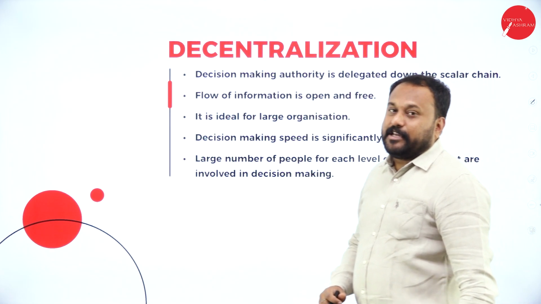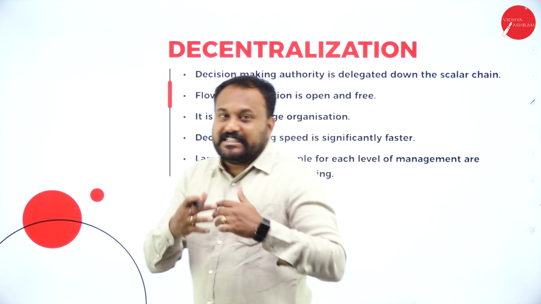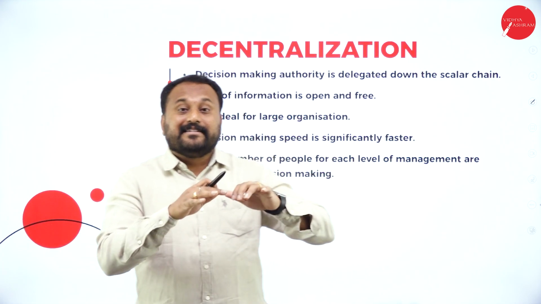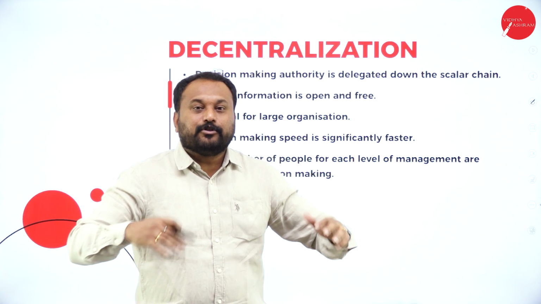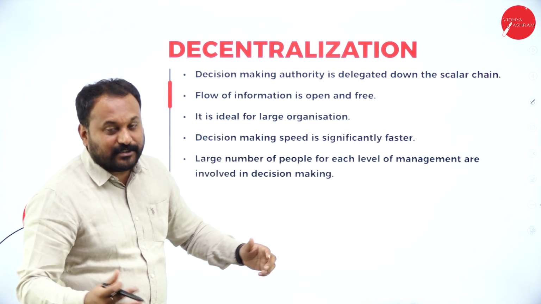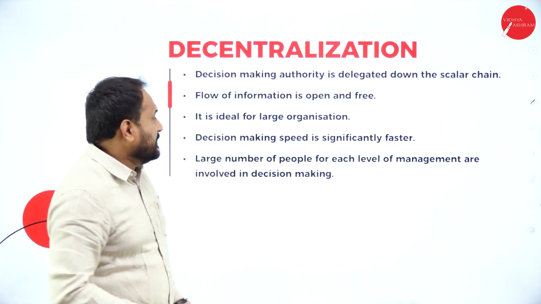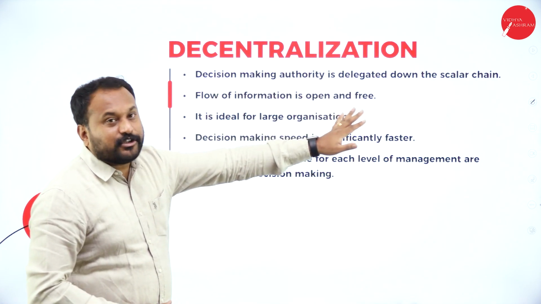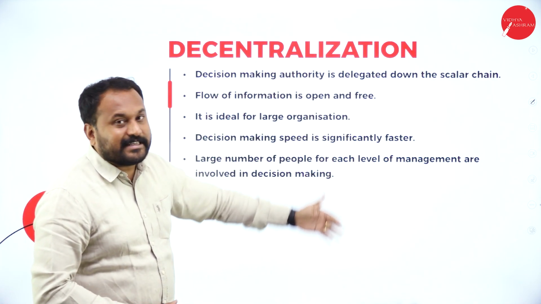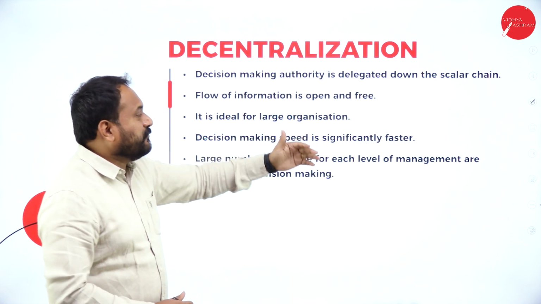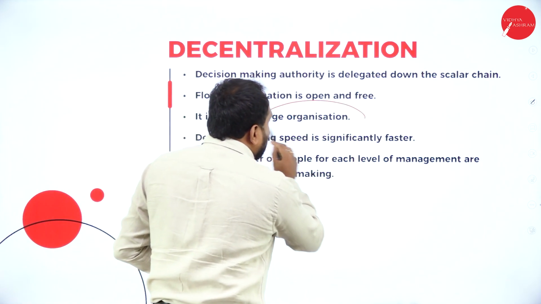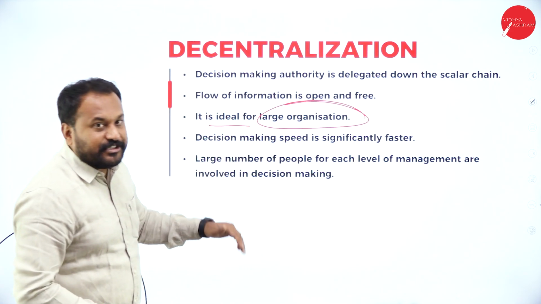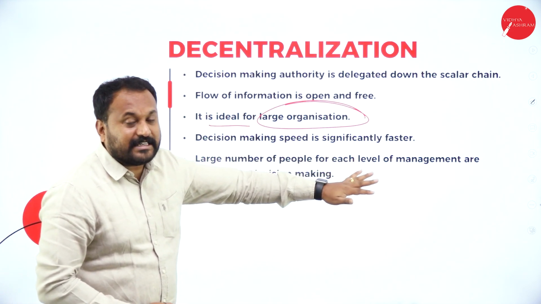The next topic here is decentralization. Decentralization is the distribution of authority and responsibility. The powers will be given to many people. That is called decentralization, the opposite of centralization. Decision-making authority is delegated down the scalar chain. Flow of information is open and free. It is ideal for large organizations. Decision-making speed is significantly faster.